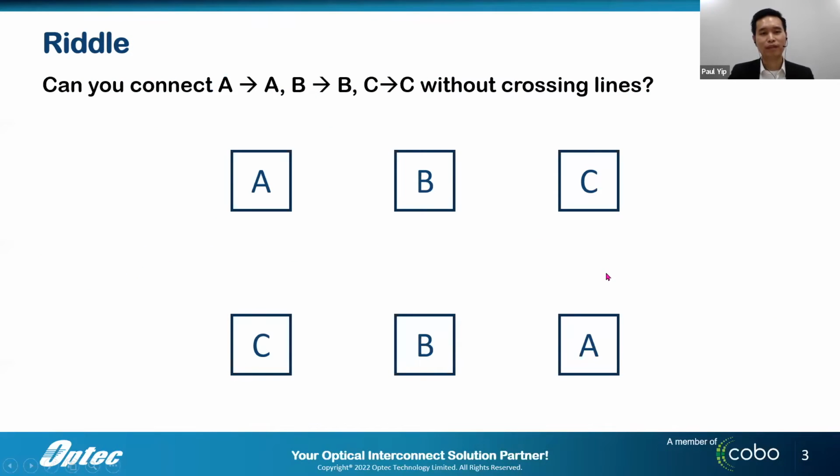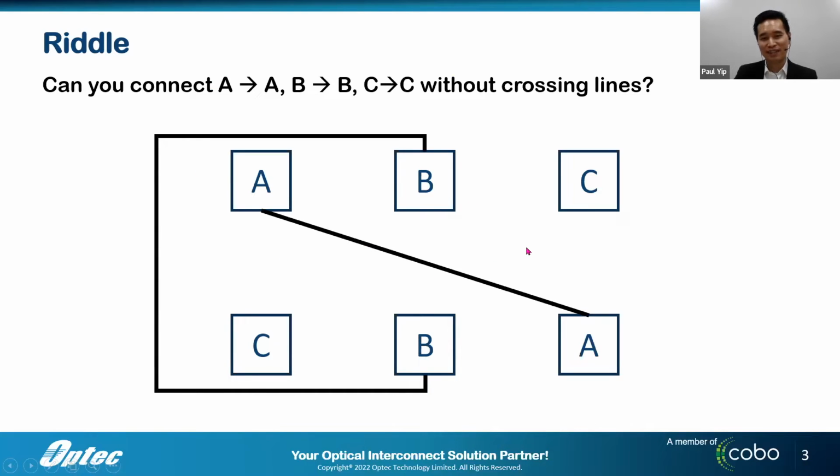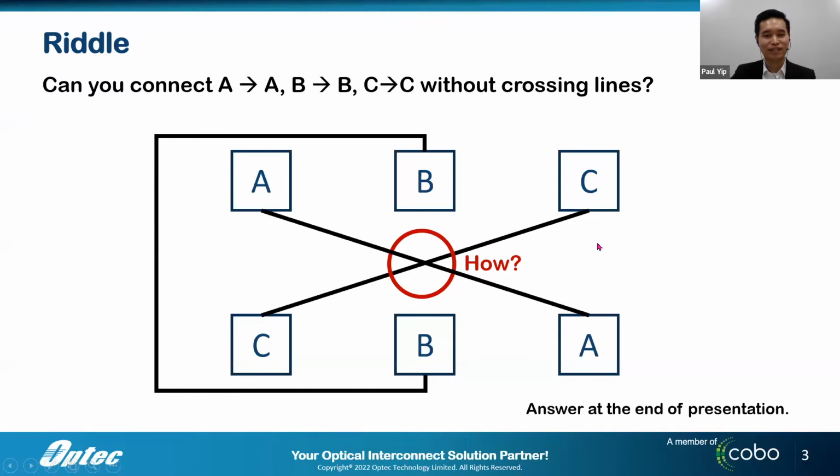Let's get started with the riddle, just to wake everyone up. Can we connect A to A, B to B, and C to C without crossing the line? I'll have the answers shown after the presentation.